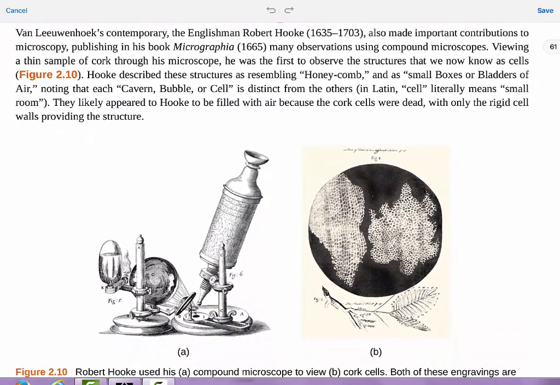Van Leeuwenhoek's contemporary, the Englishman Robert Hooke, also made important contributions to microscopy. He published his book, Micrographia, in 1665, and he had made many observations using compound microscopes. So one of them, they talk about him viewing a thin sample of cork through his microscope. And he noted that each cavern, bubble, or cell is distinct from the others. So he was the first to really give words to, jot down, make notes of what we now know are cells.